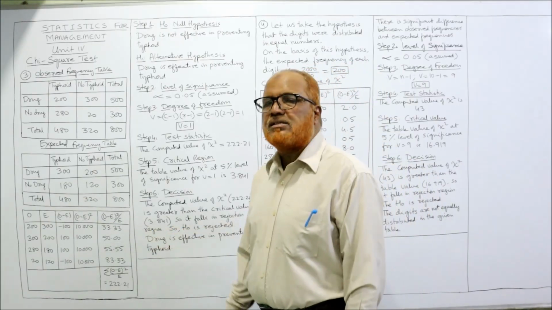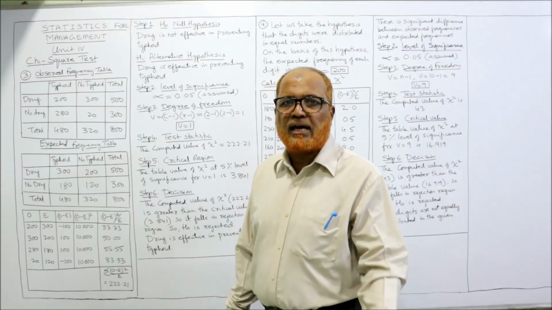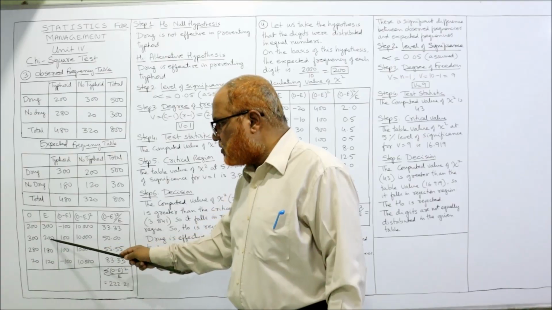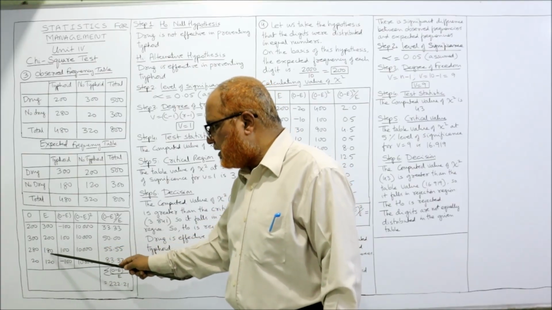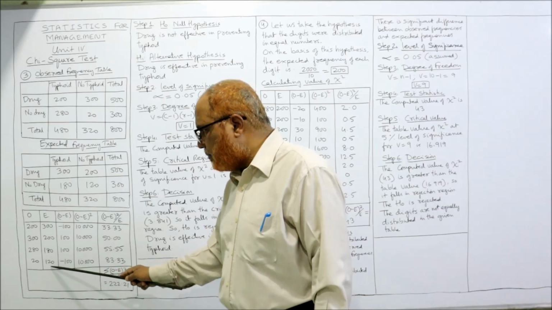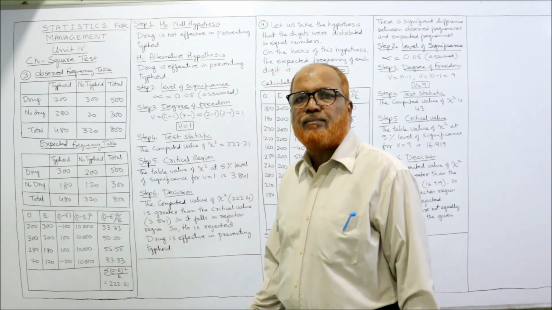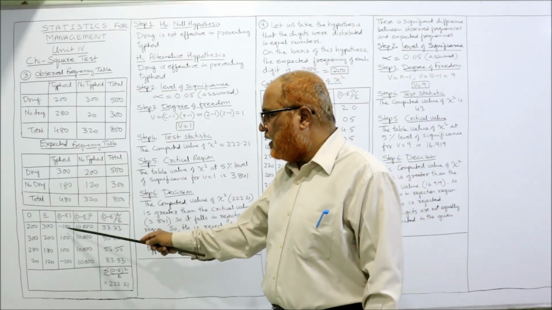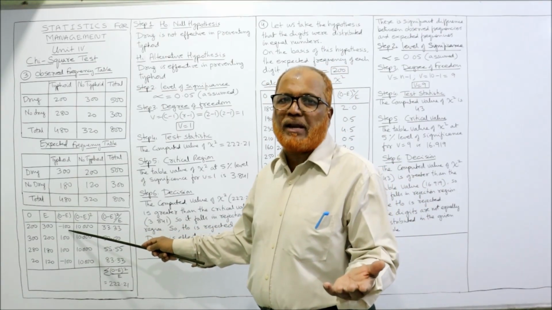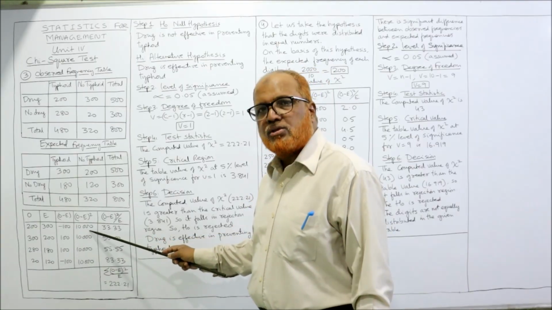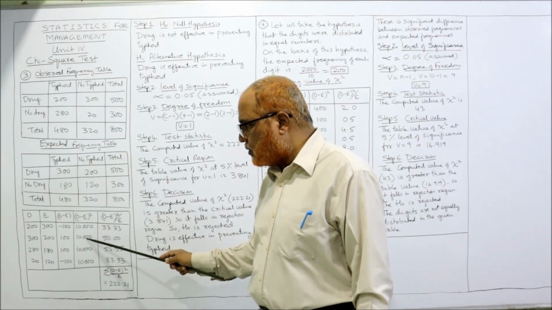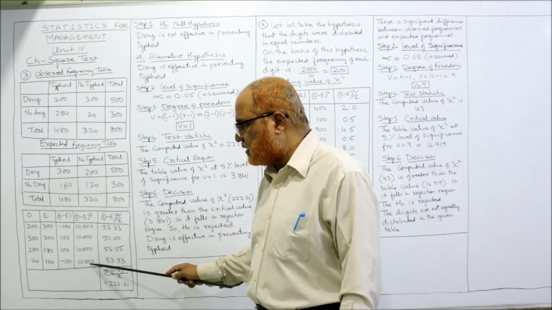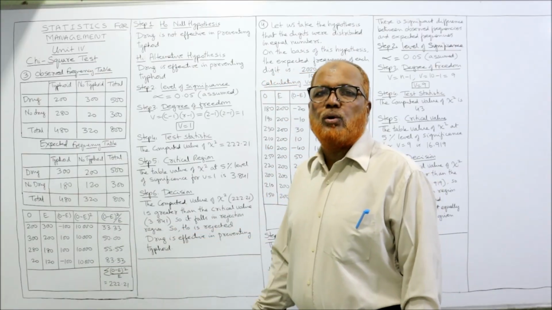Next column, O minus E. Observed minus expected. So 200 minus 300 is minus 100. 300 minus 200, plus 100. 280 minus 180, 100. 20 minus 120, minus 100. Now square this, O minus E whole square. 100 into 100, minus into minus will become plus, so 10,000. Similarly 10,000, 10,000, and 10,000. We got O minus E whole square.